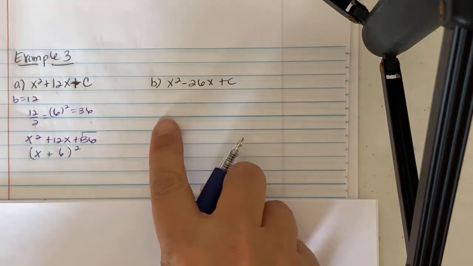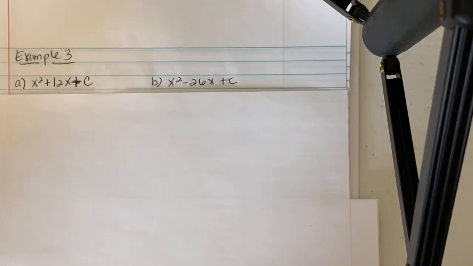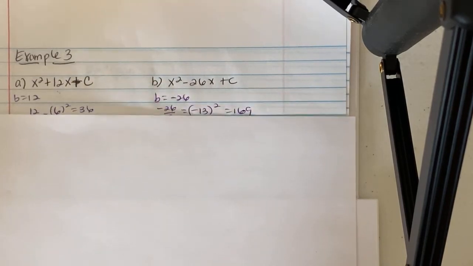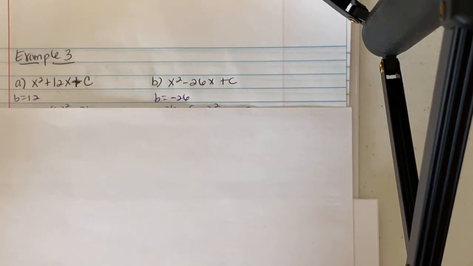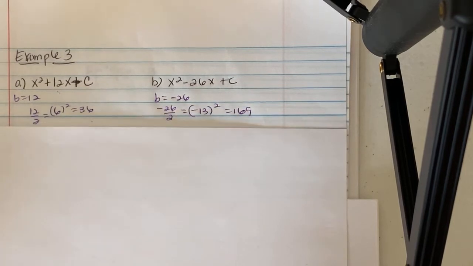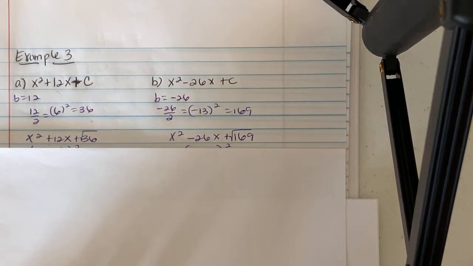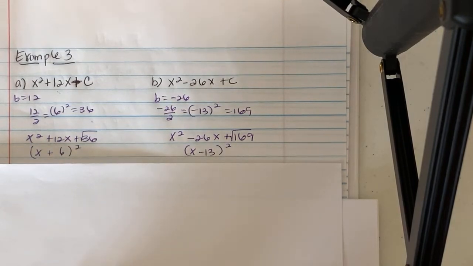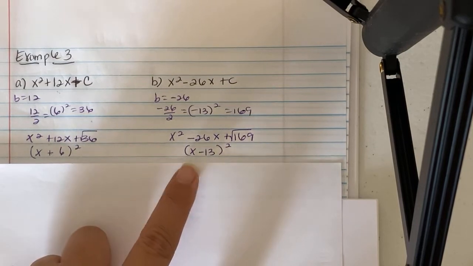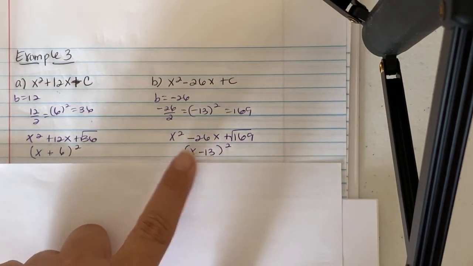I want you guys to try B. I'm going to pause the video right now. If you worked a problem exactly like part A, the first thing you would have done is identify your b value. Your b value should have been negative 26. You take half of the value, which makes it negative 13, and squared becomes 169. So you're going to rewrite your problem as x squared minus 26x plus 169. And then you are going to collapse your problem. You're taking the square root of 169, and that makes it 13. The sign in the middle is a negative, that's why it's a minus sign, and you bring your x.